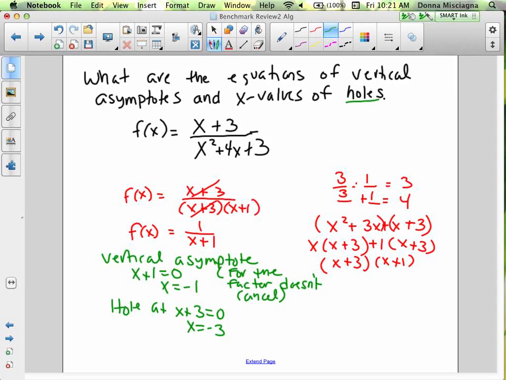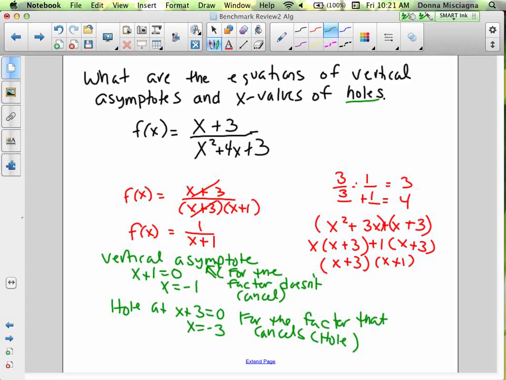So for the factor that cancels, so the one that does cancel, that is a hole. For the factor that doesn't cancel, it's a vertical asymptote. For the factor that cancels, it's a hole. All right? So we have a hole at x equals negative 3.